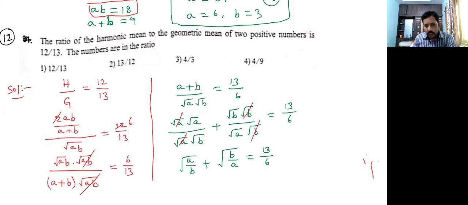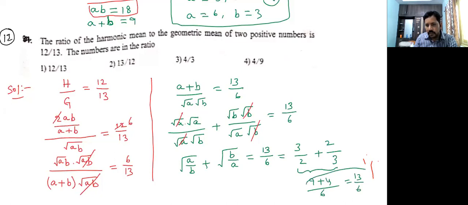So 13 by 6 we can split. Actually LCM 6. So I am writing here 2 plus I am writing 3. Here 3, here 2. Take this. If you are having doubt, take LCM 6, 9 plus 4, 13 by 6. Yes. Go to the reverse. Do you understand why I have written this? Here see that root A by B. Here root B by A, reciprocal. If the first term is 3 by 2, the second term is 2 by 3 automatically.